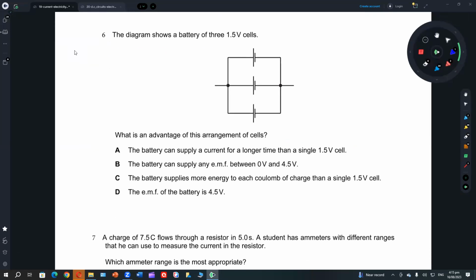The diagram shows a battery of 3 cells of 1.5 volt each. This is a parallel combination, and cells are in parallel. What is an advantage of this arrangement of cells? The battery can supply a current for a longer time. What is the advantage of cells in parallel? If you have read the theory, you can always look at the notes. What is the advantage of parallel combination? In a parallel combination, more current is provided. Yes.